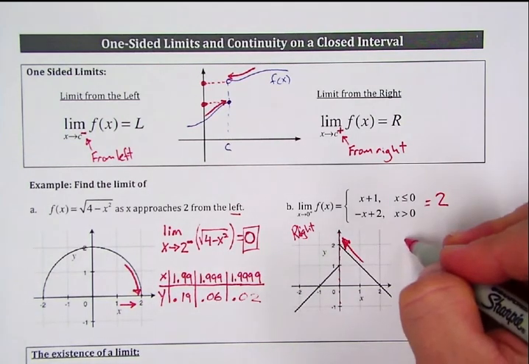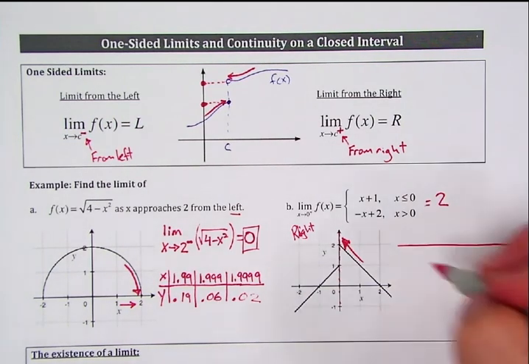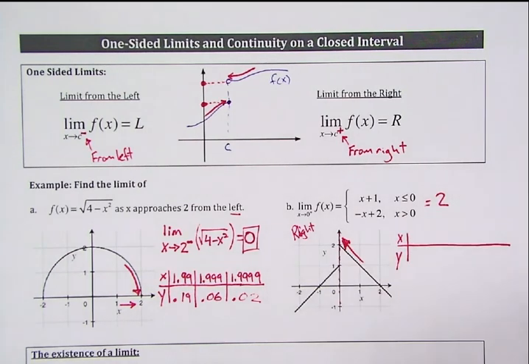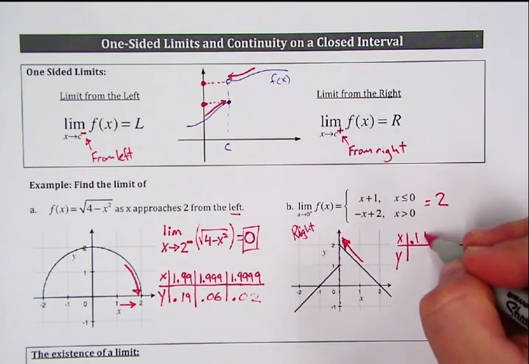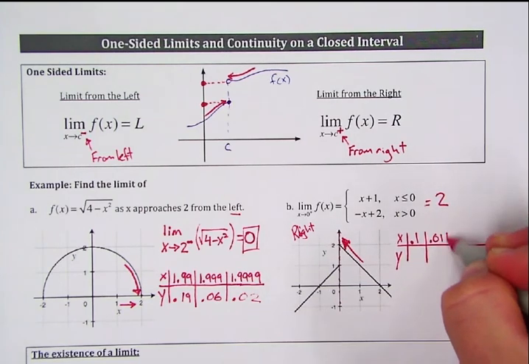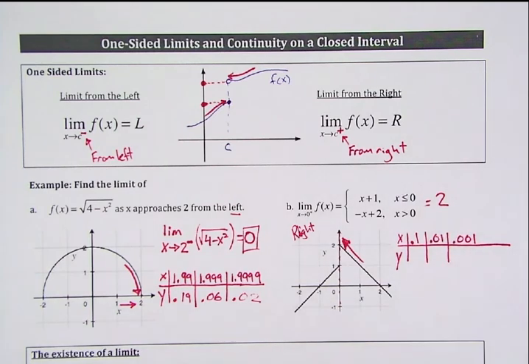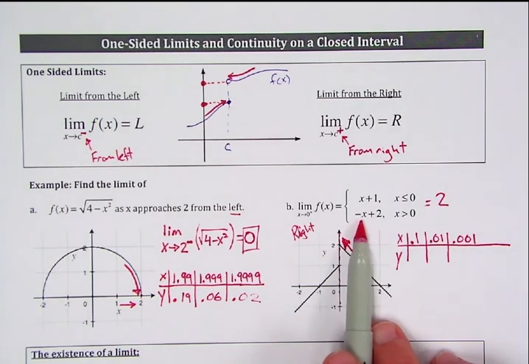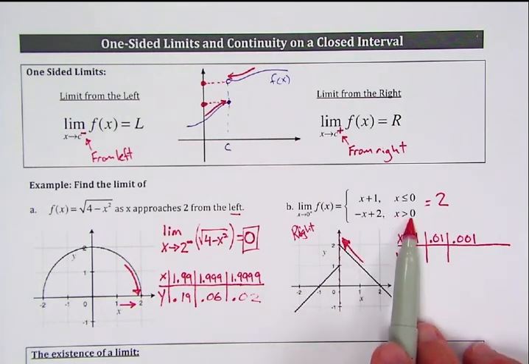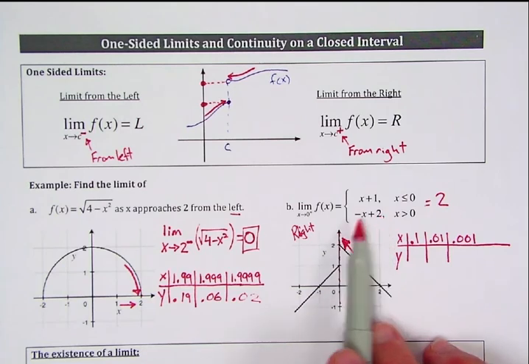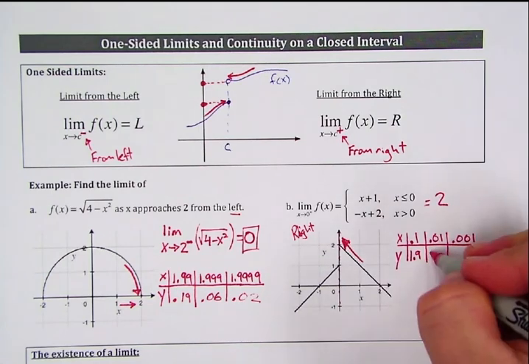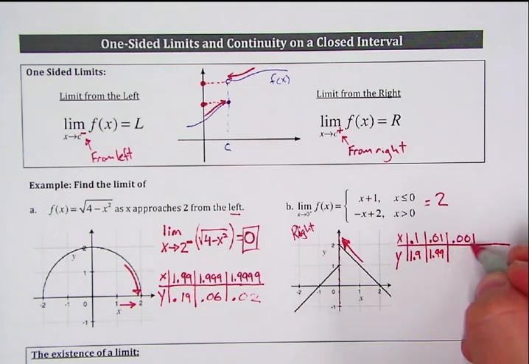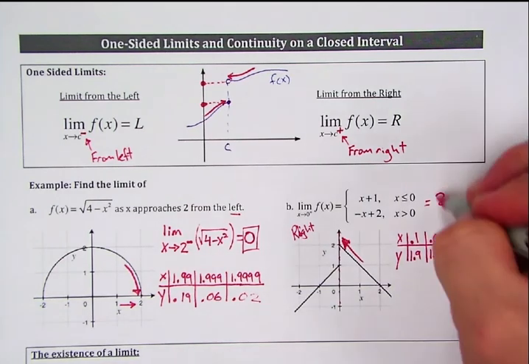If we go ahead and set up our table of values, let's see, we're getting closer to 0 from the right, so we're going to start positive and then get smaller. So 0.01, 0.001, and we could probably just do this one in our head here. So we're going to be greater than 0 here. So it's negative x plus 2, so it's really 2 minus whatever we have up here. 2 minus 0.1 is 1.9, 2 minus 0.01 is 1.99, 2 minus 0.001 is 1.999. And you can see that this is going to our value of 2.